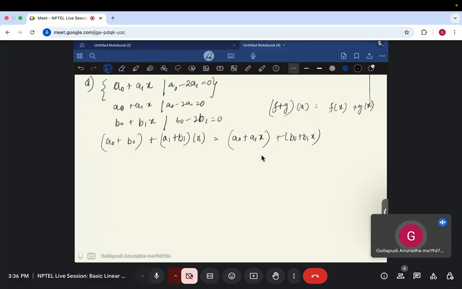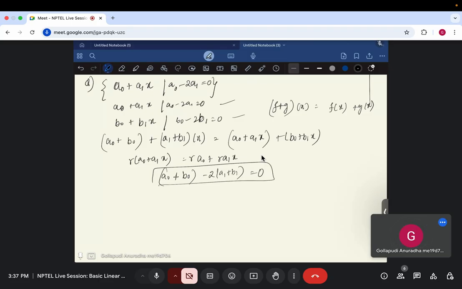And also the scalar multiplication you can get in this way. And even the conditions, if you see, a0 plus b0 minus 2 of (a1 plus b1) is going to be 0 from these two conditions. So that is going to be satisfied, so this is going to be a vector space.